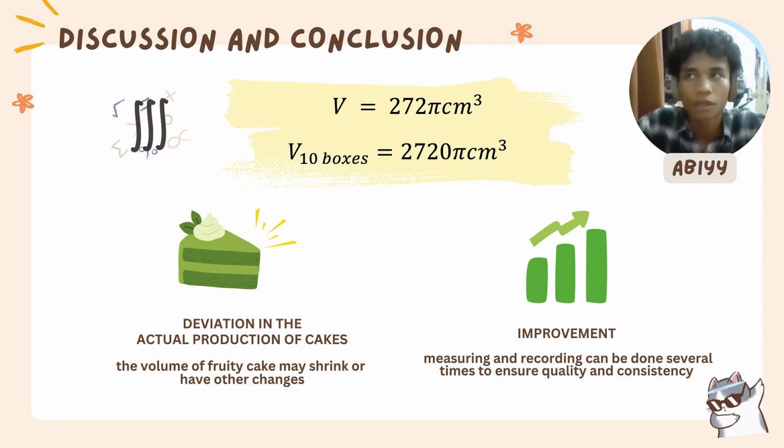However, there might be some deviation in the actual production of cakes. For example, the volume of the fruity cake may shrink or have other changes. So to improve this, measuring and recording can be done several times to ensure the quality and consistency.